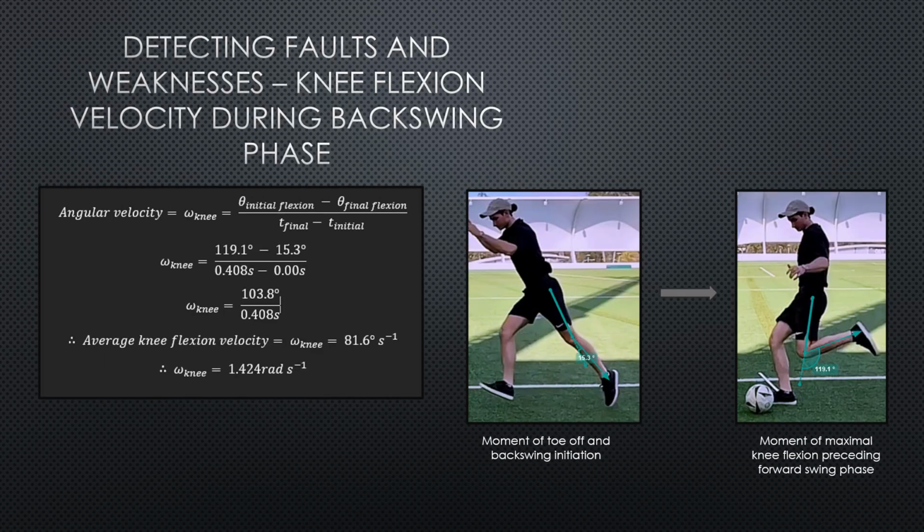Second quantitative variable is knee flexion. Knee flexion velocity during the backswing phase, similar to the previous variable, using Canovia's goniometer and stopwatch feature, calculated that from the moment of toe off, the subject then underwent 103.8 degrees of knee flexion in 0.408 seconds. This ends up giving us an average knee flexion velocity of 86.1 degrees per second, or 1.424 radians per second. Photos once again show the points of littlest and greatest flexion in the backswing.